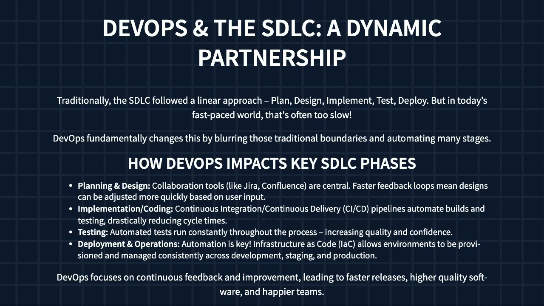Coding gets faster with CI/CD pipelines automatically building and testing code. And testing isn't just at the end, automated tests run all the time. Finally, deploying becomes a streamlined process thanks to infrastructure as code, meaning you can quickly spin up environments that are consistent across development, testing, and live systems.